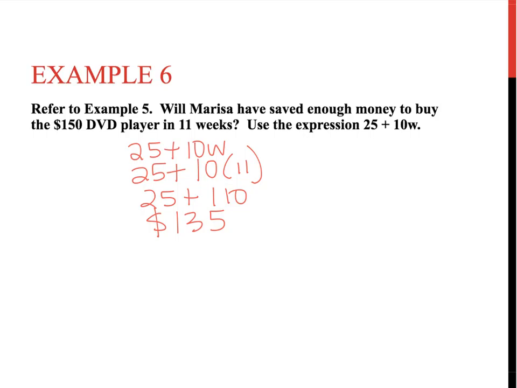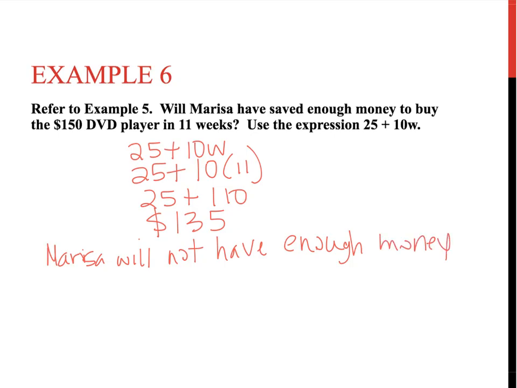So we could write, Marissa will not have enough money because 135 is less than 150. And there you have it.